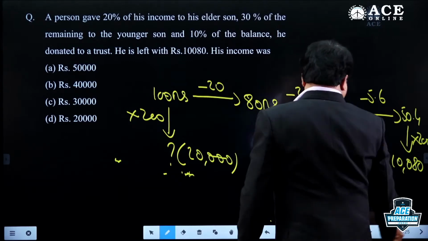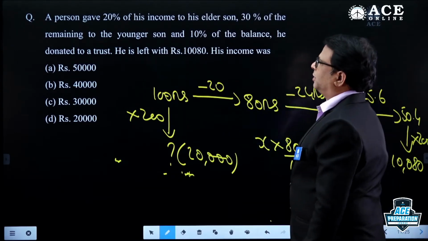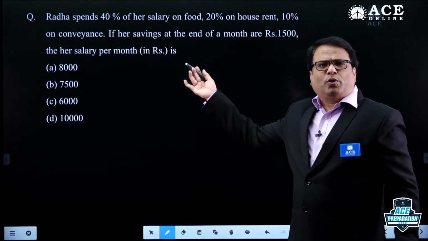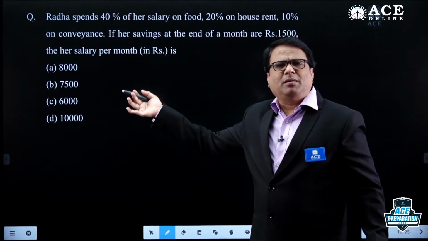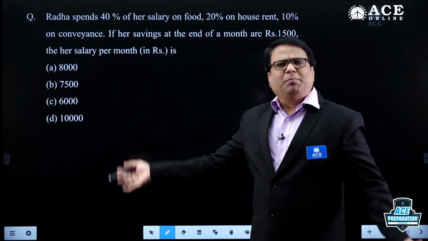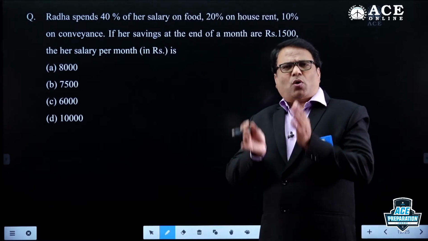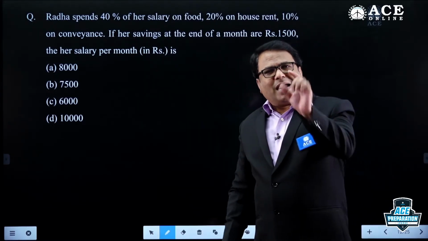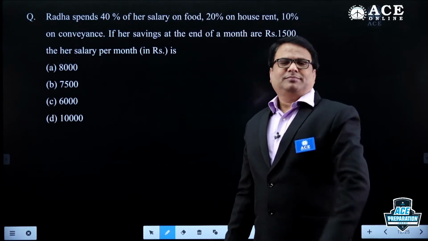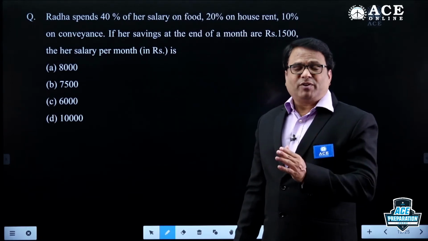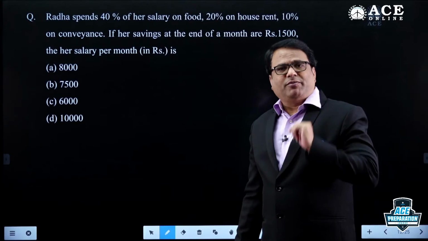But in this question, you don't find words like remaining or balance. It only means all the expenditures, all the percentages are directly calculated on the income. Okay? So that's the difference between this problem and the previous question.